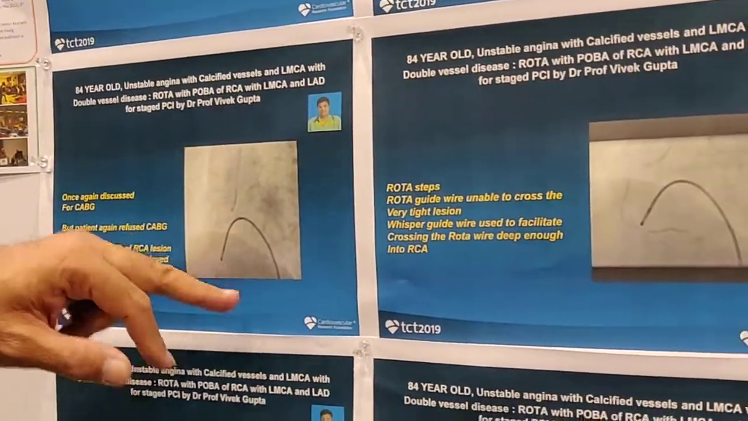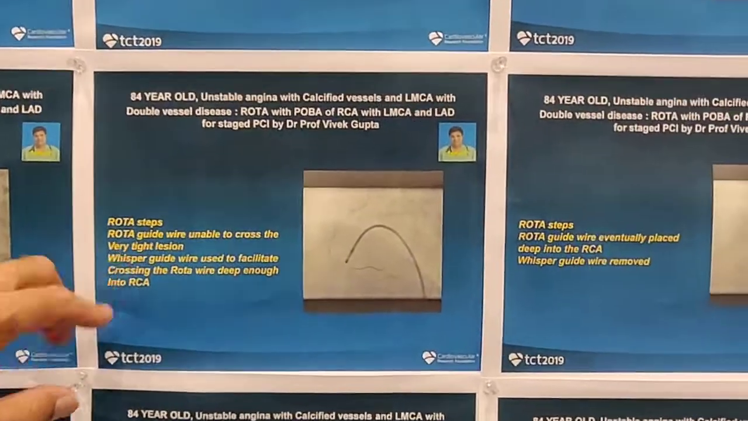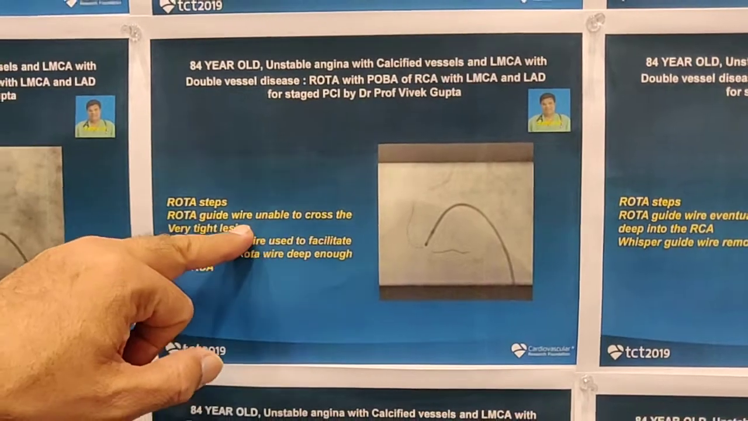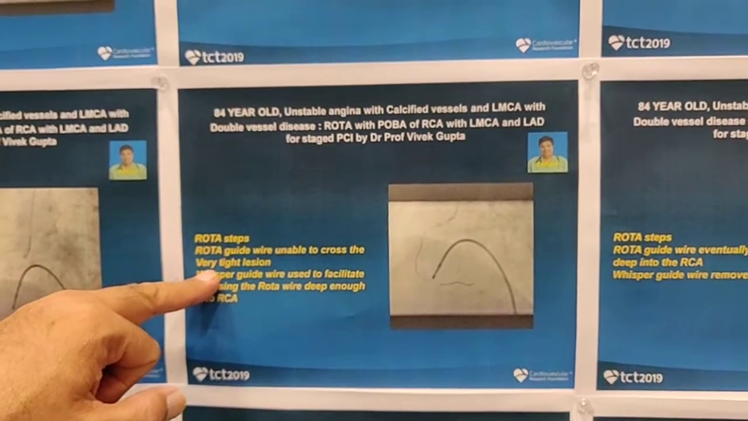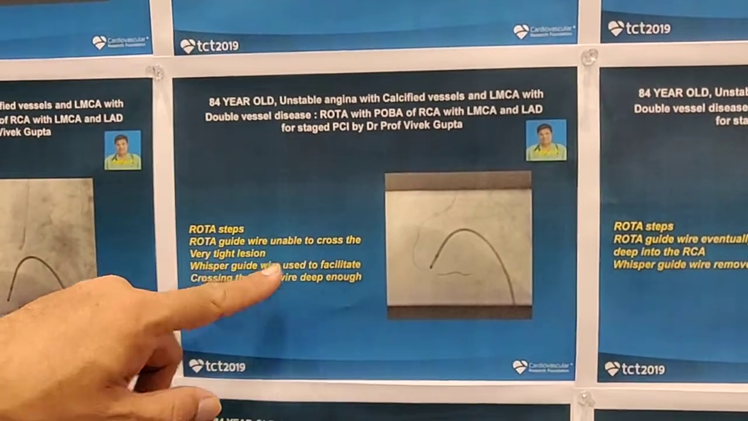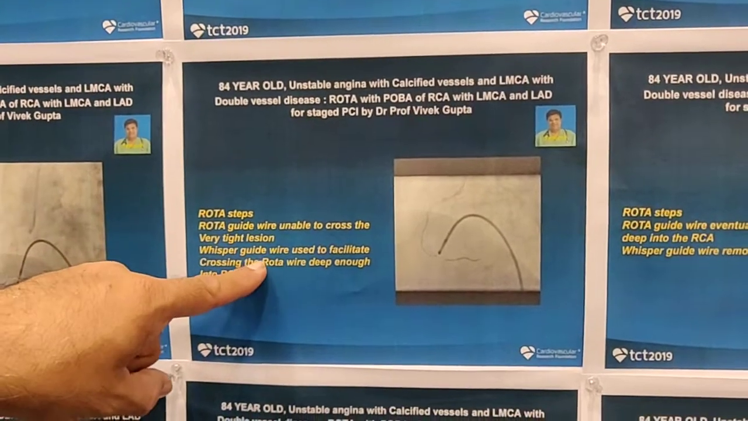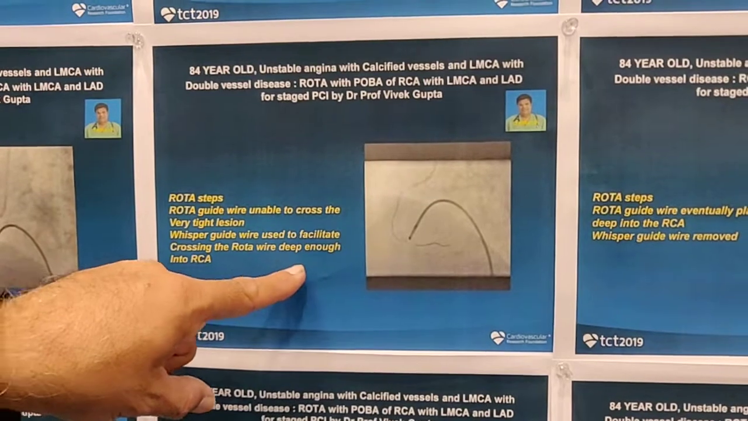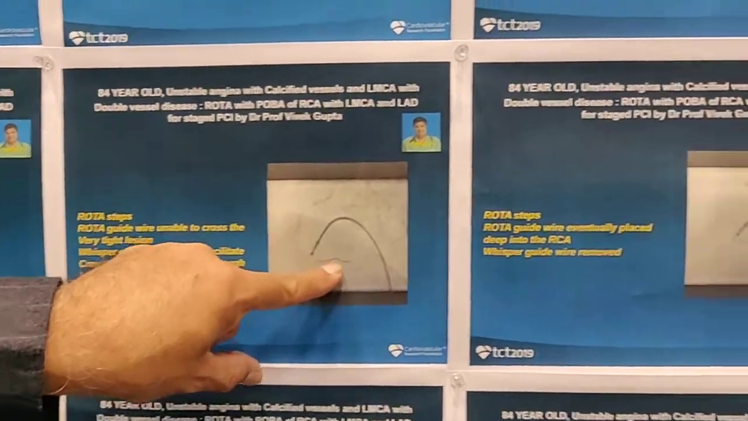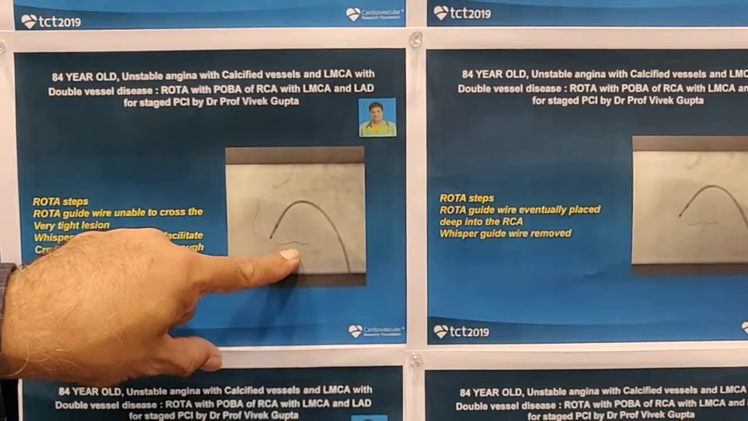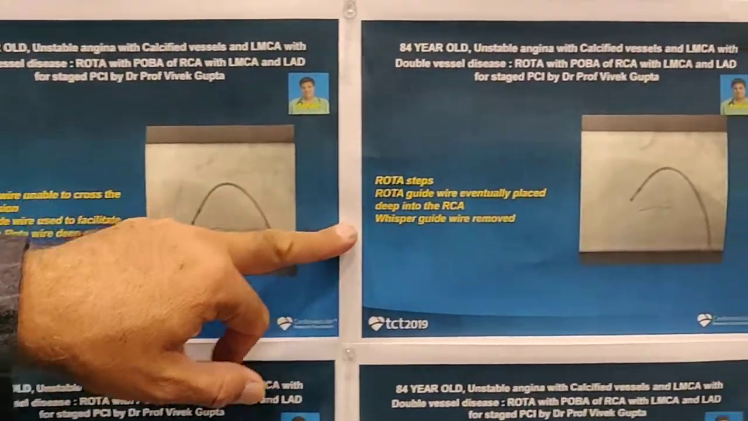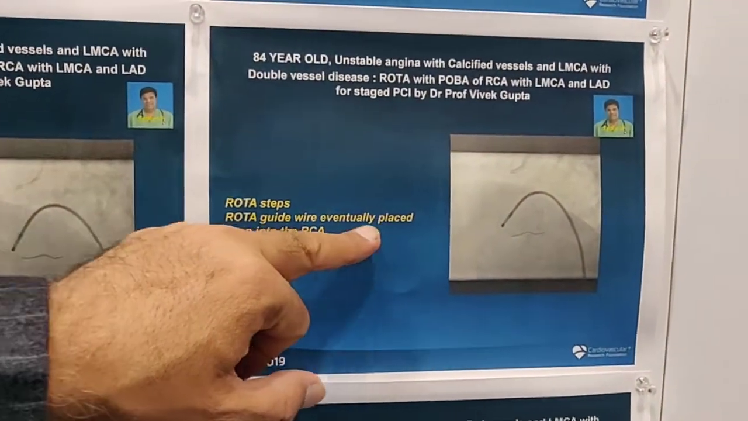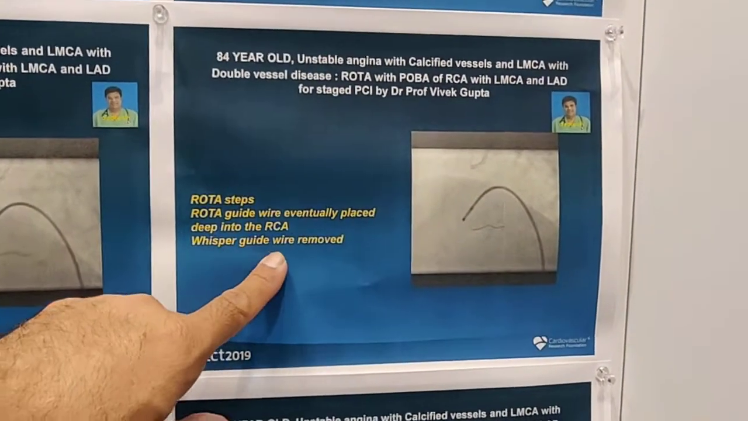So the steps of the rotablation were that we used the rota guide wire, but it was not able to cross the lesion. The rota guide wire, which does not have symmetry, failed to cross. We used the Whisper guide wire to facilitate crossing of the rota wire deep enough into the RCA. Now you can see there are two wires. One is the Whisper wire, and the rota wire was facilitated through it. The rota guide wire was eventually placed distally, and we removed the Whisper wire.